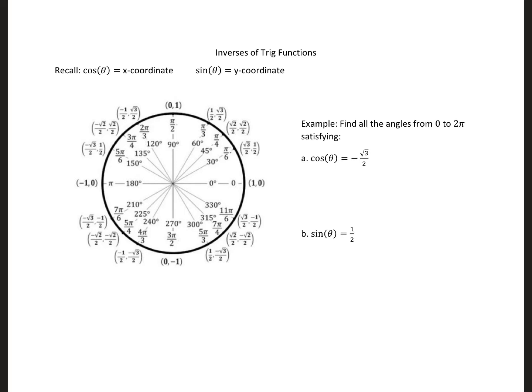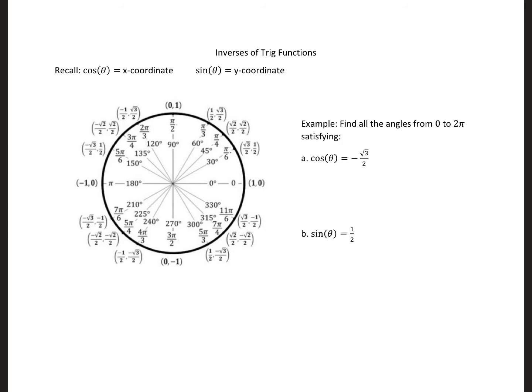In this video, we're going to discuss the inverse trig functions and how they help us find angle measures. To use the inverse trig functions, you're going to want your completed unit circle. From that unit circle, remember that cosine of an angle theta will give you the x-coordinate, and sine of theta will give you the y-coordinate.